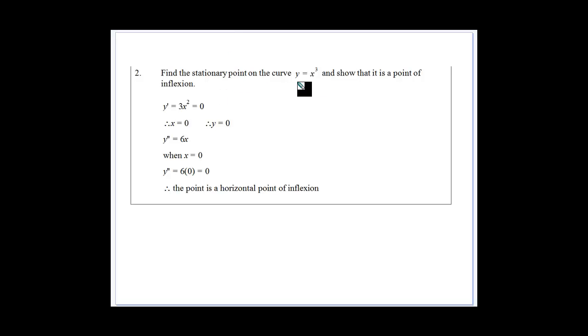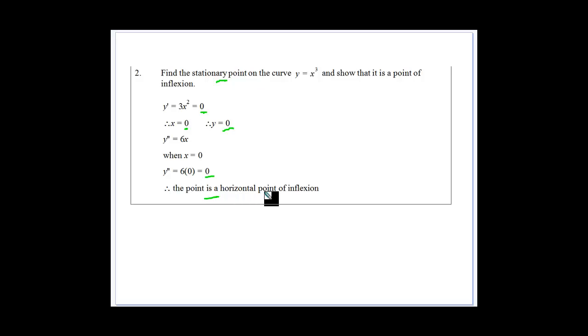Find the stationary point on x cubed and show it's a point of inflection. So we get 3x squared equal to 0, that's the first derivative. We set that equal to 0 because if it's going to be a stationary point, our first derivative is equal to 0. So we must get x being equal to 0, and if x is equal to 0, we sub it in to get y is equal to 0. And then we get our second derivative equal to 6x, and we test x equal to 0. When x is equal to 0, we get the second derivative equal to 0.